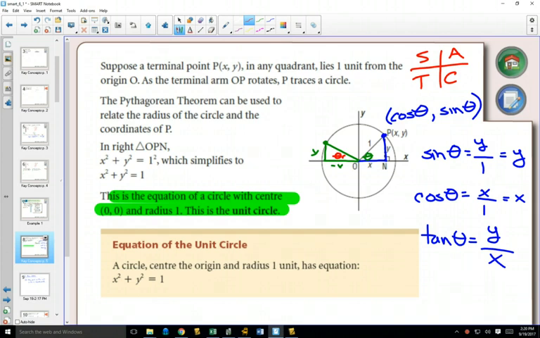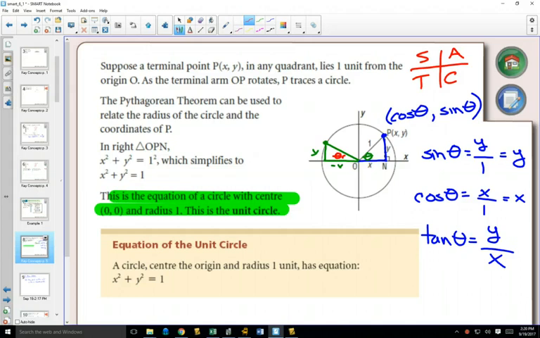Second big idea. We've got in the box here the equation of a circle. In fact, the equation of a unit circle. The equation of a circle is based on the Pythagorean theorem. a squared plus b squared equals c squared. Can you see that no matter where you draw a triangle, the x-coordinate squared plus the y-coordinate squared will equal 1 squared?